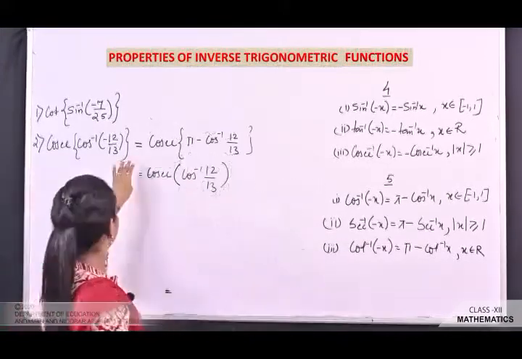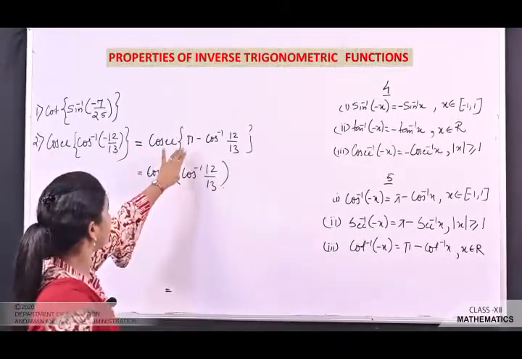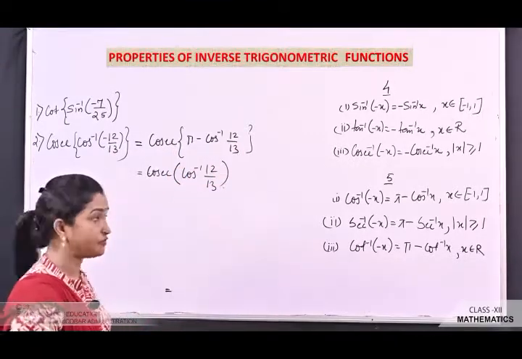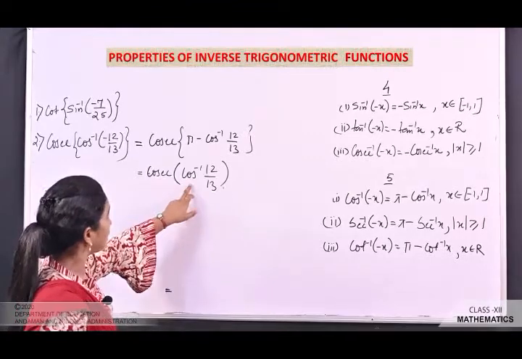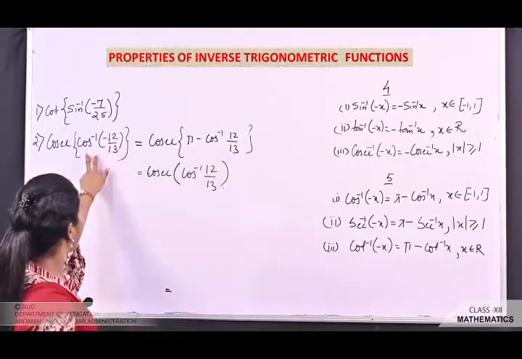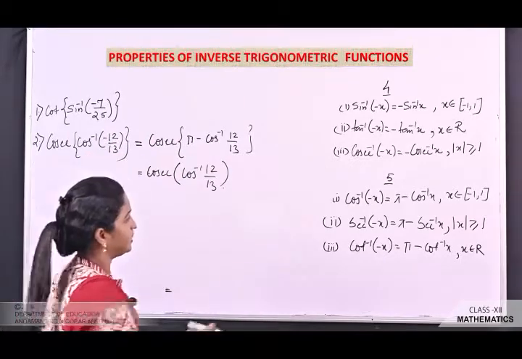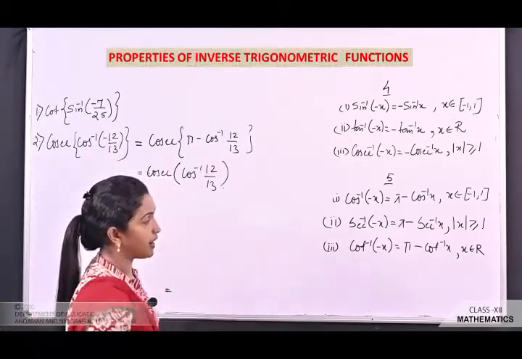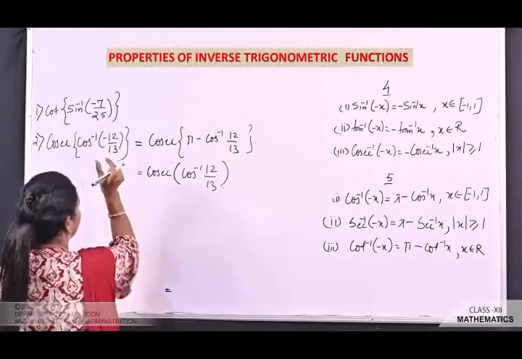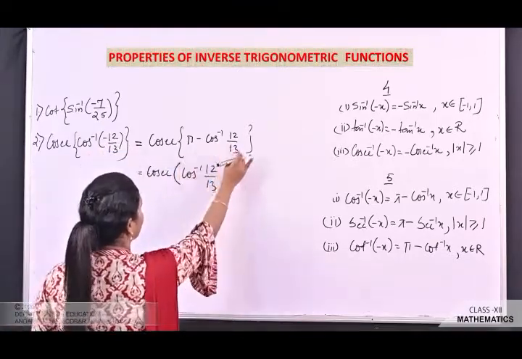Okay. Now see the second question. Cosec of pi minus cos inverse 12 by 13. It is fully based on property number 5. So how did we get pi minus cos inverse 12 by 13? Because cos inverse of minus x is pi minus cos inverse x. So you can write down cos inverse of minus 12 by 13 as pi minus cos inverse 12 by 13.